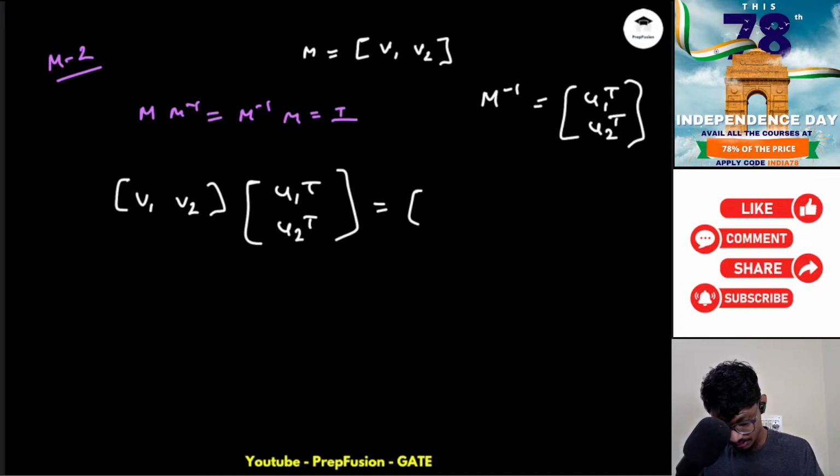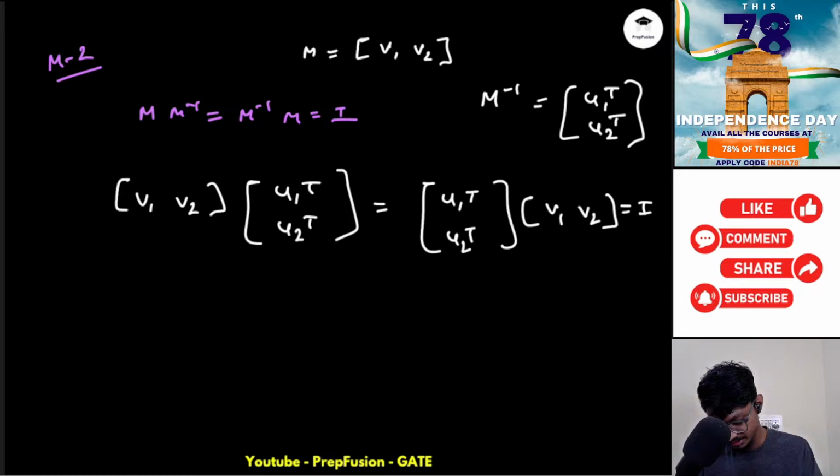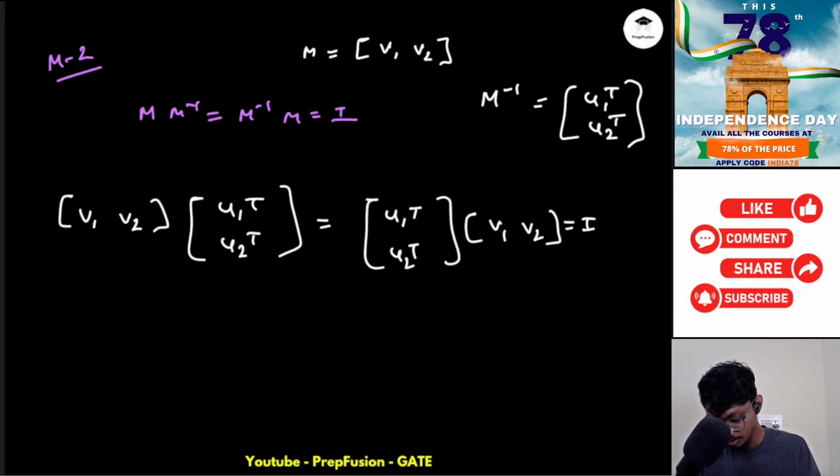So this will be u1 transpose, u2 transpose into v1, v2. This is equal to the identity matrix. And how can I write the identity matrix? This is a 2 cross 2 identity matrix because my m is 2 cross 2, right? So this will be 1 0 and 0 1.